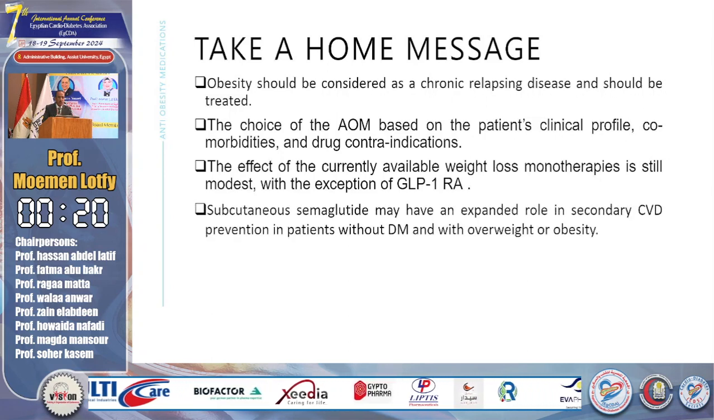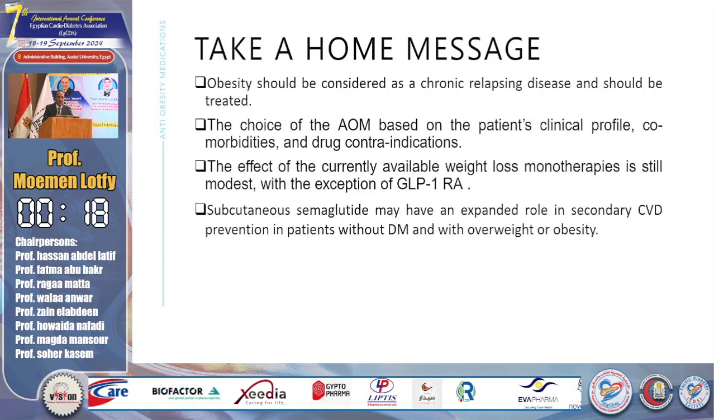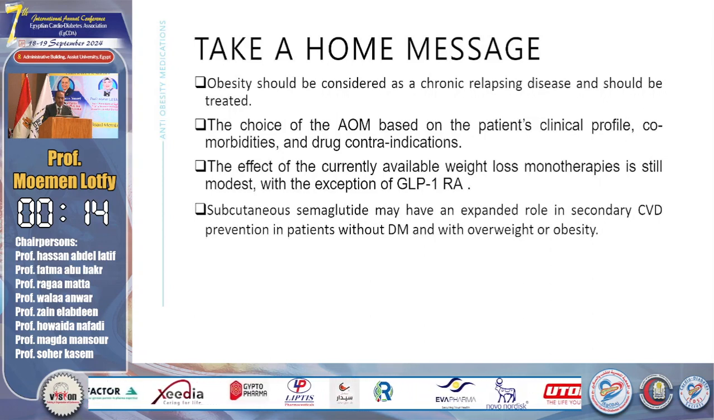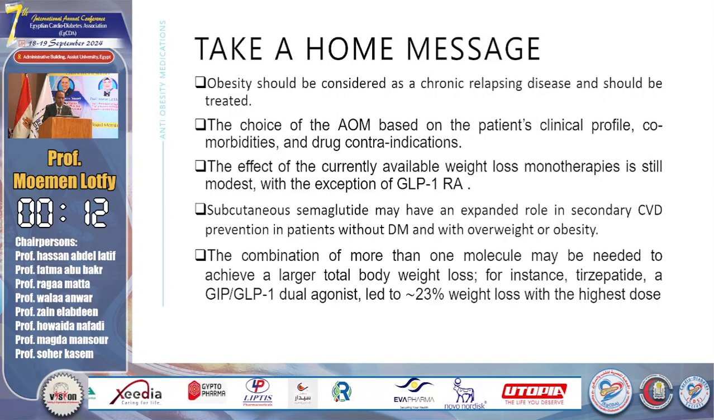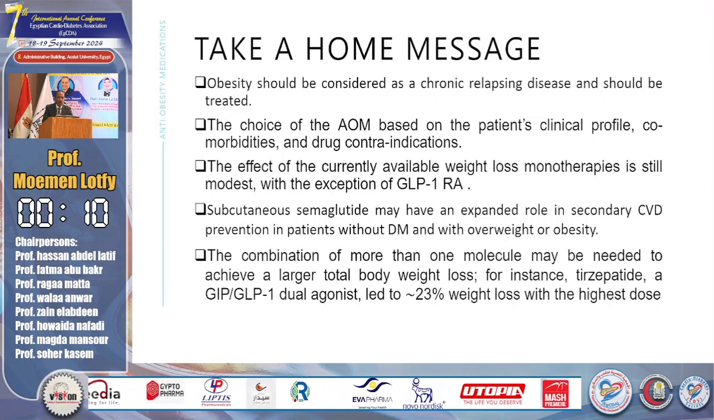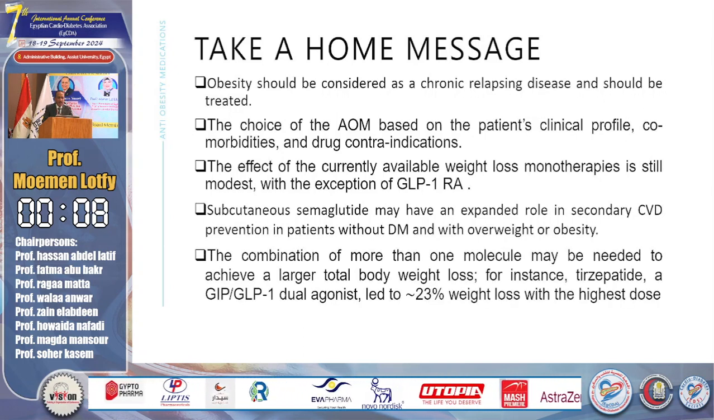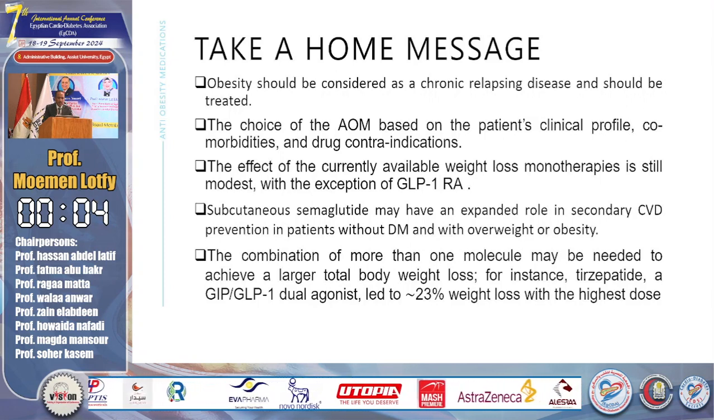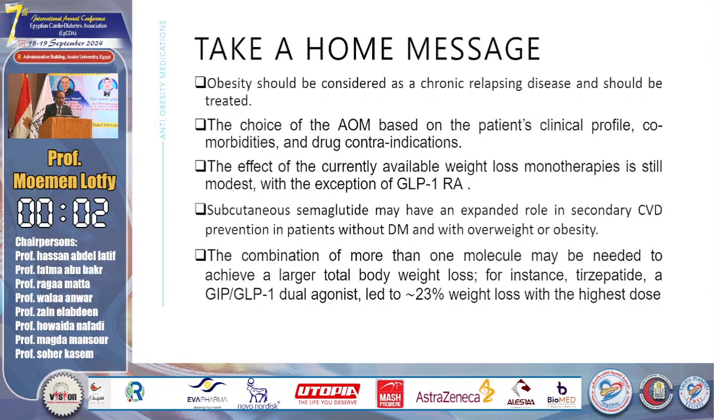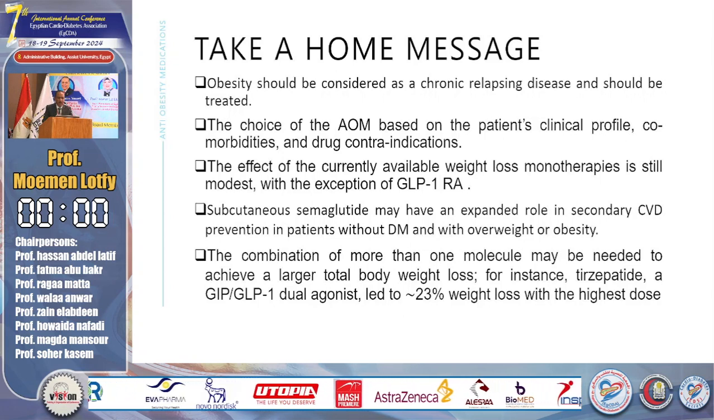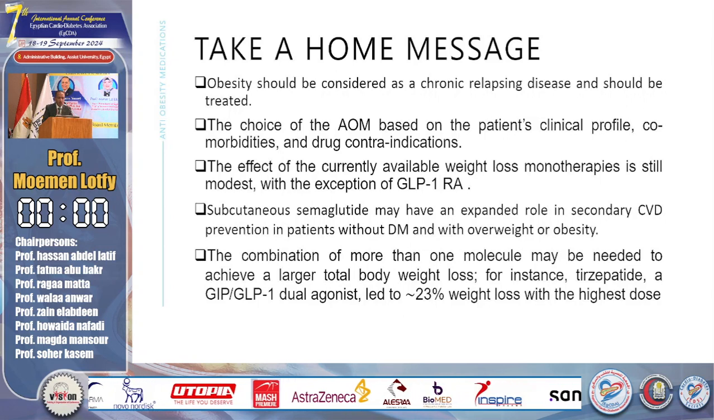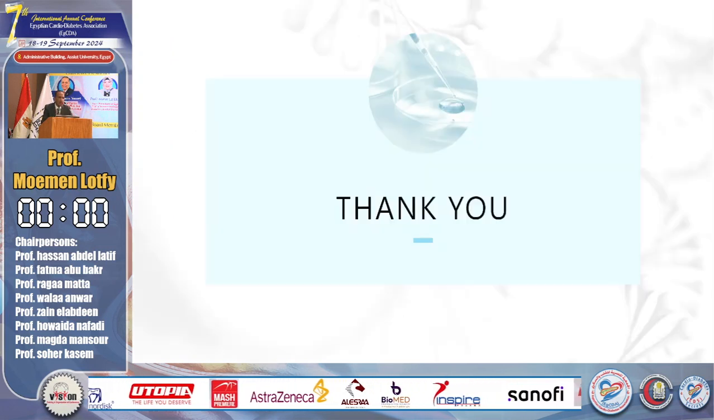Subcutaneous semaglutide may have an expanded role in secondary cardiovascular prevention in patients without diabetes mellitus who are overweight or obese. A combination of more than one molecule may be needed to achieve larger total body weight loss. For instance, tirzepatide, a GLP-1 GIP dual agonist, results in approximately 25% weight loss with the highest dose. Thank you.